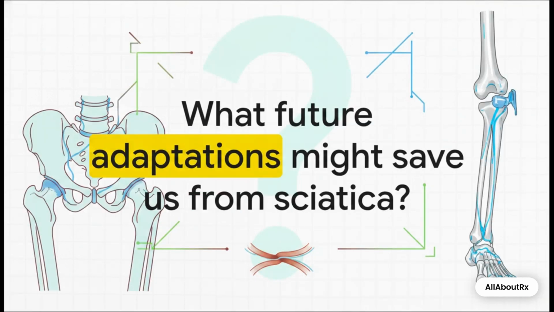We've covered the mechanical genius of the lower limb today, but as any anatomy student knows, it's not without its design flaws. Which leaves me with a thought-provoking question for you. If an evolutionary shift to bipedalism gave us the massive weight-bearing femur and the incredibly stable pelvic girdle, what future biological adaptations might save humans from the modern curse of a compressed sciatic nerve? Think about that as you review your notes.